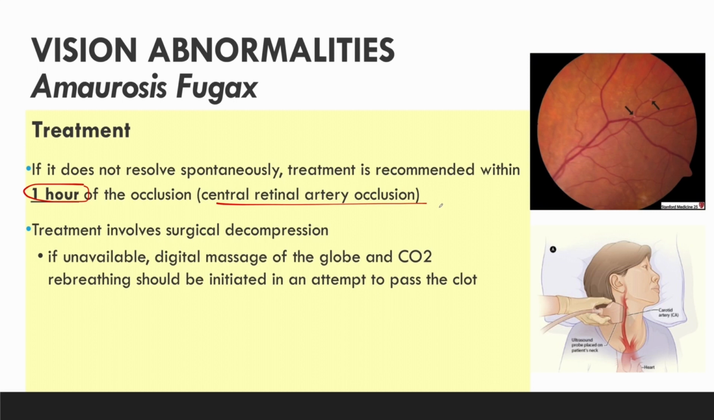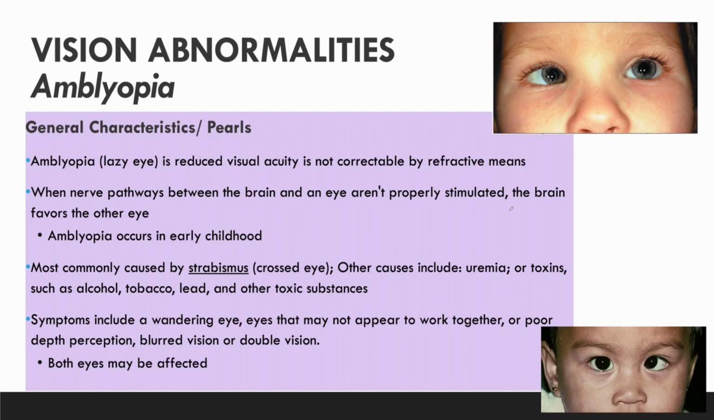So a couple of vision issues, okay? This is called amblyopia. So amblyopia is called a lazy eye, not to be confused with strabismus, which is a crossed eye. And those two, for some reason, I have a little trouble differentiating them. I'm gonna try to help you the way that I was taught, help you differentiate between the two.